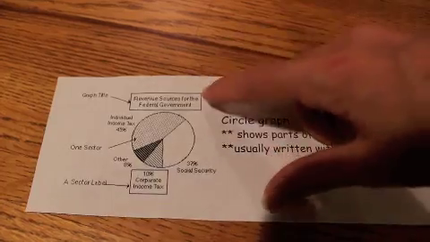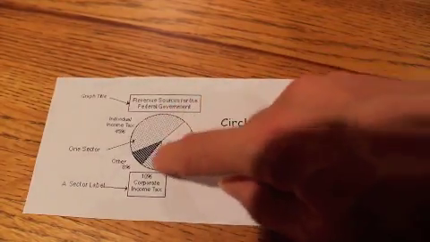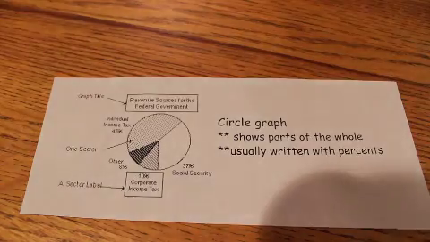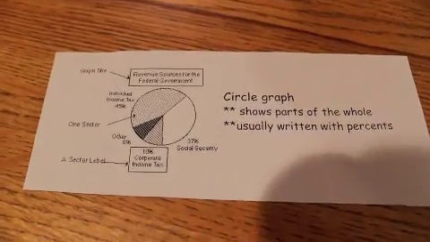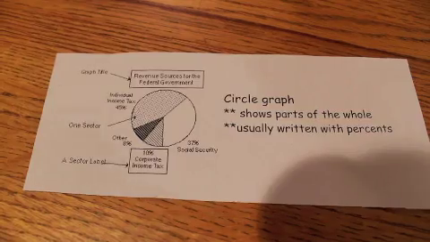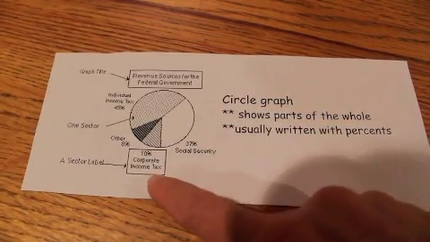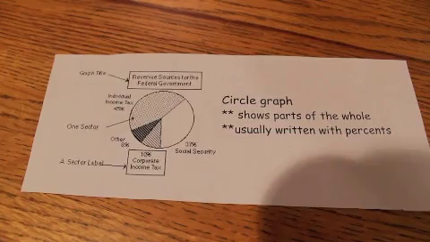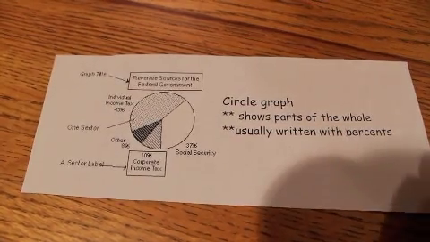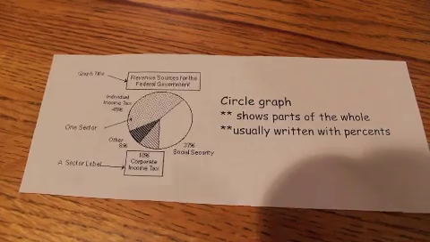They always have titles. They have sectors that are often colored in different colors or use different black and white notation. They have a label for the sectors. And we really want to remember, they are parts of the whole.